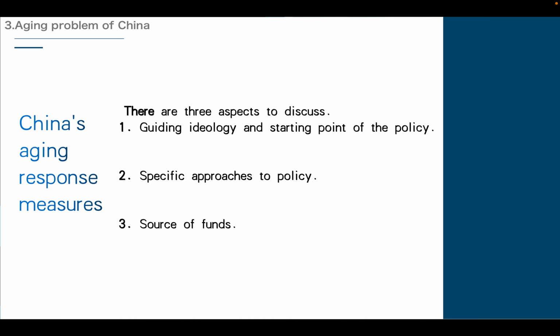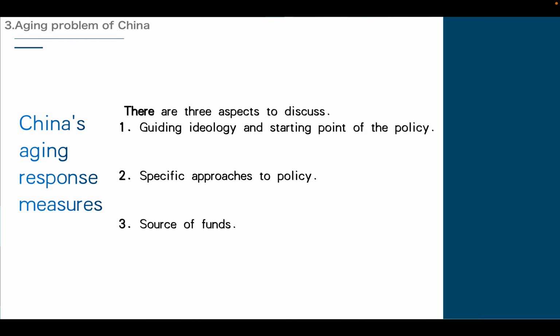There are three aspects to discuss. The first is the guiding ideology and the starting point of the policy. The government should regard fertility policy as a kind of public investment, and the resulting increase in population and economic growth is a social benefit of public investment.